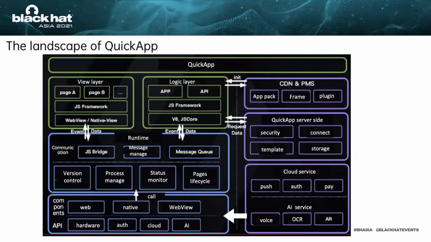Okay, in this picture, there is a landscape of QuickApp data transfer. QuickApp has a view layer and a logic layer. They are running on a JavaScript engine, and the engine is responsible for processing data and storing data. Also, notification, process manager, and status monitor are included in the engine, acting as a middle layer between the hardware and the upper application page.